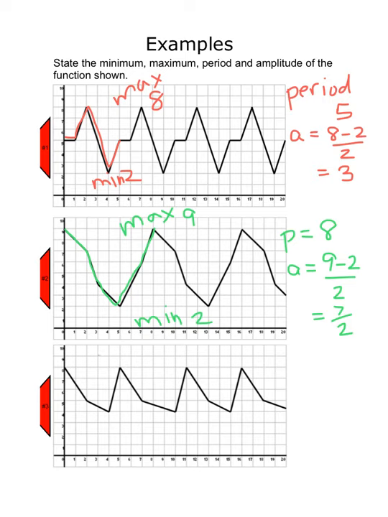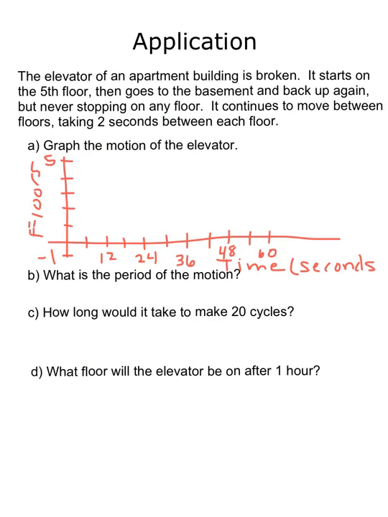This next one, my maximum is 8. The minimum is 4. One cycle, I am going to say, is 5. So that would give me a period of 5. And the amplitude is the max minus the min divided by 2. That would be 4 divided by 2. So that would be 2.